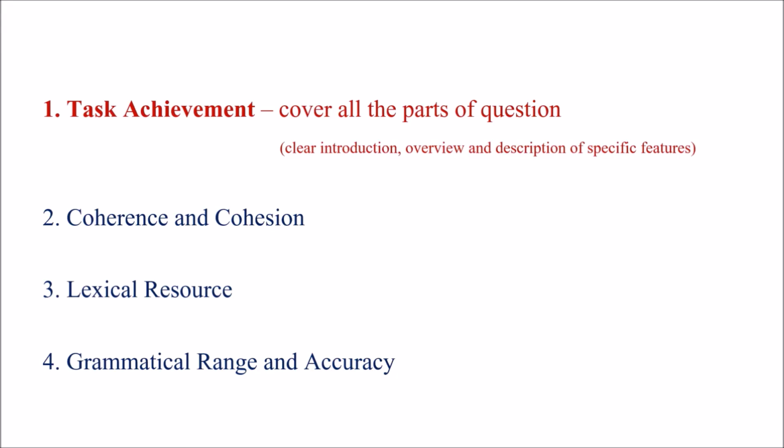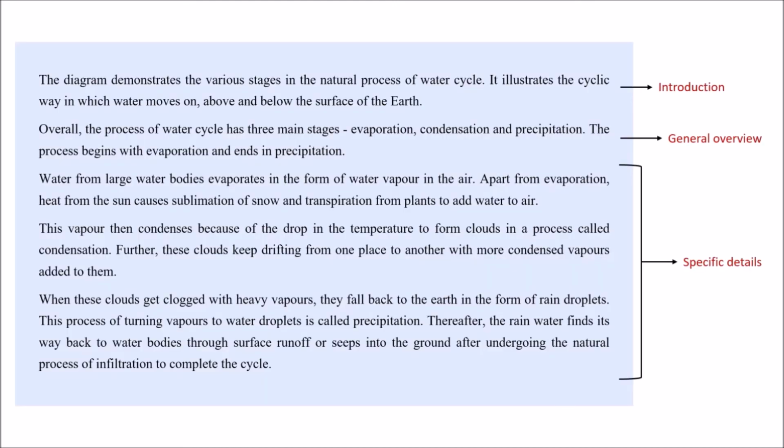Task achievement simply means covering all the parts of the question. The examiner evaluates whether you presented a clear introduction, overview, and description of specific features of the process. If we look at the model answer, the first paragraph clearly introduces the topic by paraphrasing the question statement. The next paragraph gives an overview of main information. And finally, the body describes each stage of the process in sequence.